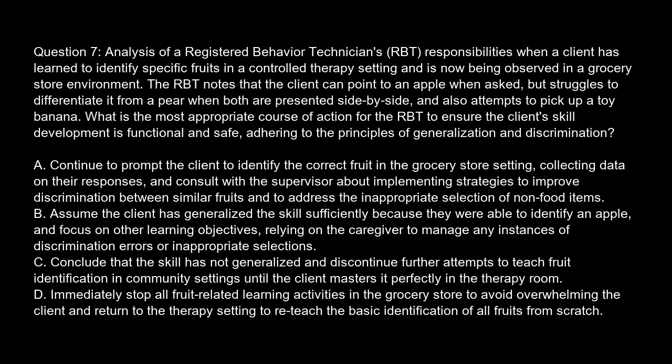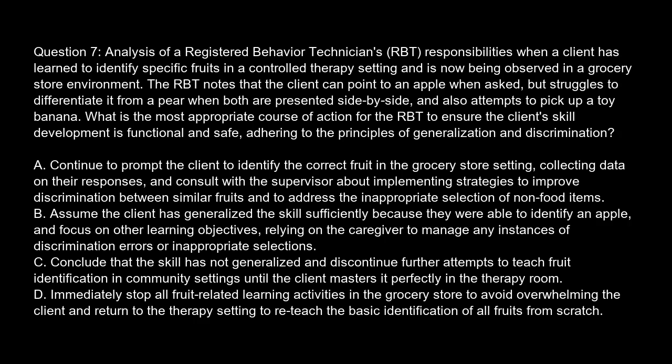Option A. Continue to prompt the client to identify the correct fruit in the grocery store setting, collecting data on their responses, and consult with the supervisor about implementing strategies to improve discrimination between similar fruits and to address the inappropriate selection of non-food items. Option B. Assume the client has generalized the skill sufficiently because they were able to identify an apple and focus on other learning objectives, relying on the caregiver to manage any instances of discrimination errors or inappropriate selections.